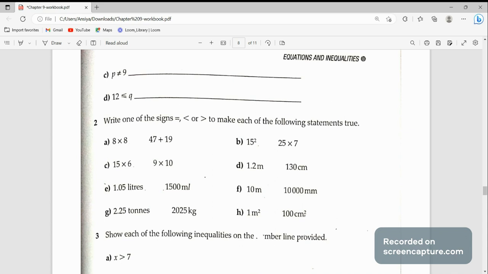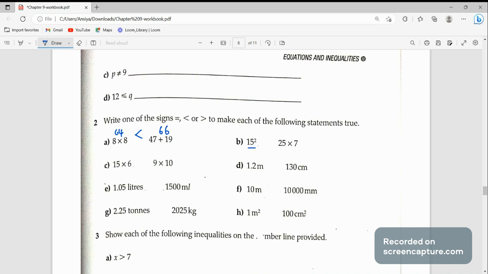Next one, write one of the signs to make each of the following statements true. This is simple. What is 8 times 8? We need to put some symbol here, less than or greater than, by calculating. 8 times 8 is 64. And what is 47 plus 19? 66. So this one is greater.